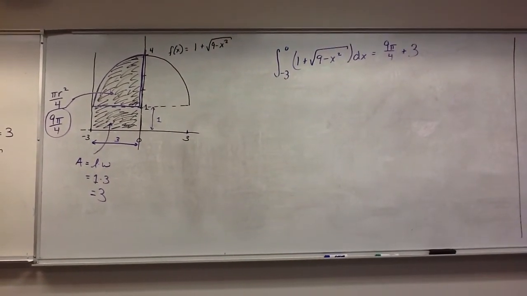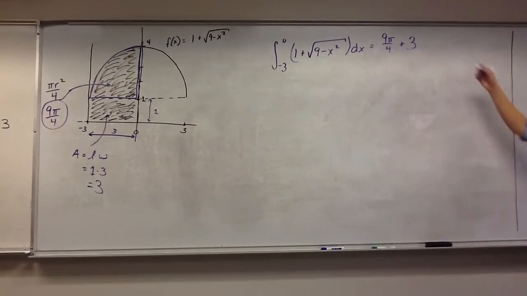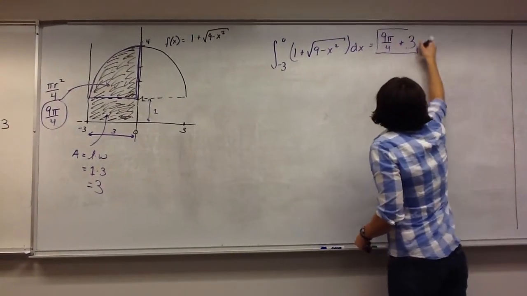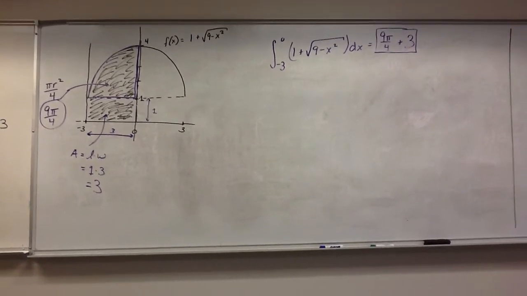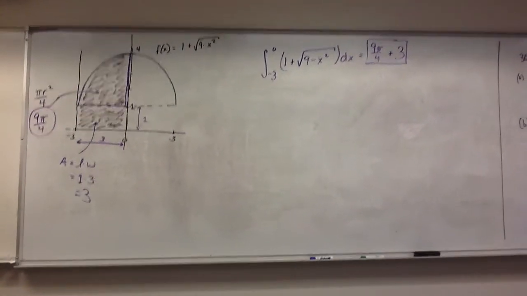And as far as an exact value, that's the best I can do. If I wanted to come up with an approximate value, I could type in 3.14 for pi and evaluate that. But as an exact value, that's where I stop.